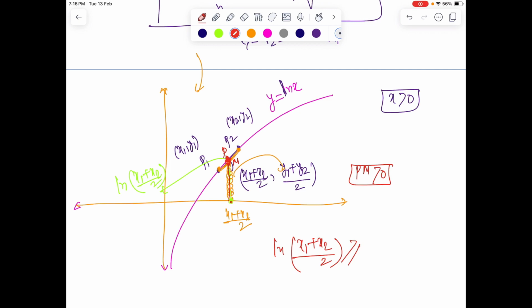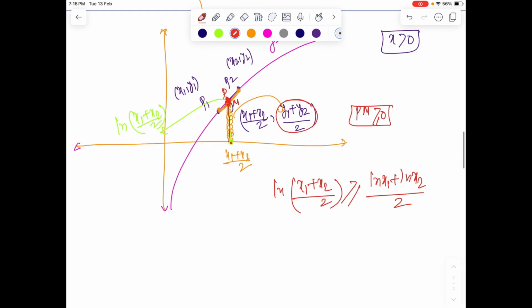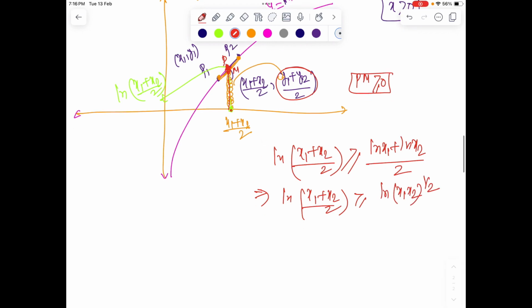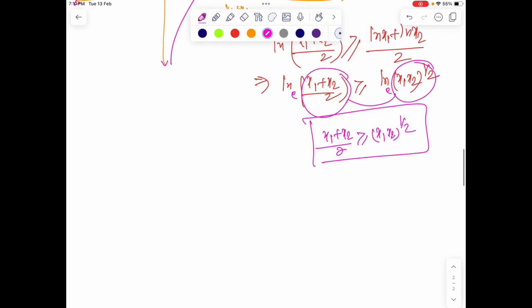Okay, so what is this entire distance? The entire height is ln((x1 + x2)/2). That will be greater than or equal to the midpoint output, because PM is greater than or equal to 0, which is (ln x1 + ln x2)/2. Now this can be written as ln((x1 + x2)/2) ≥ ln(x1 x2)/2, and from the log property we can put the 1/2 on its head as a power. Now since the base of ln is more than 1, hence the inequality follows.